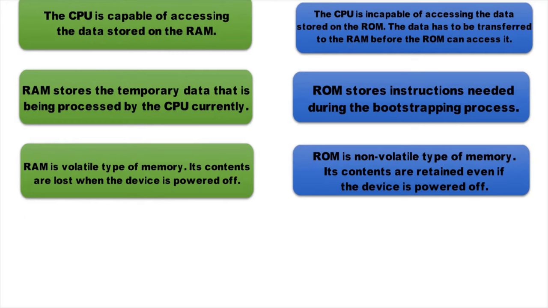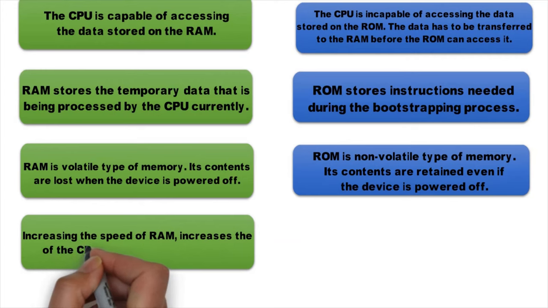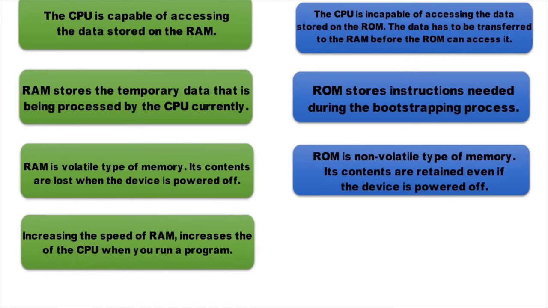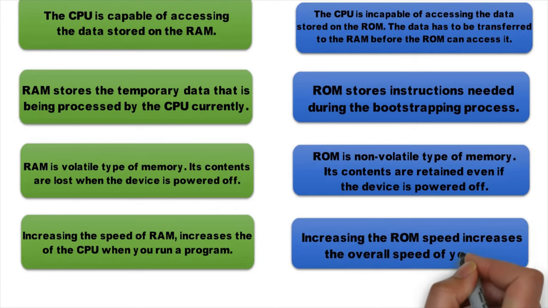In terms of the effect of increasing RAM or ROM speed on a PC, increasing the speed of RAM increases the speed of the CPU when you run a program, while increasing the ROM speed increases the overall speed of your PC.